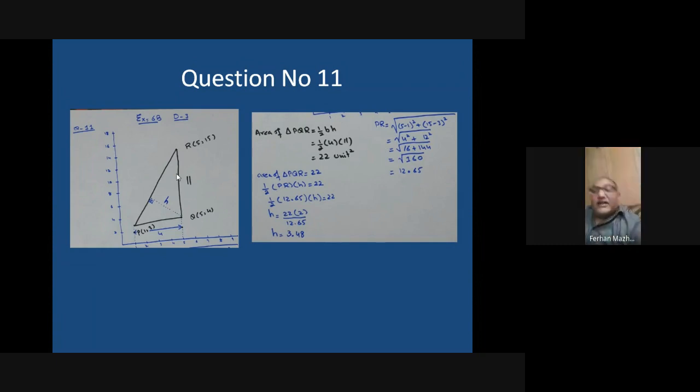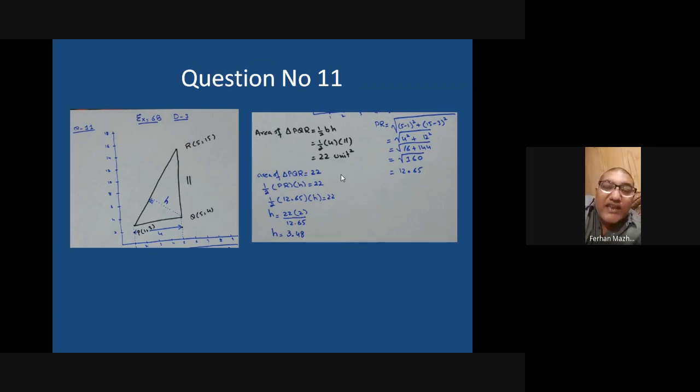So first of all, let me tell you, suppose this is your base, the length of this vertical line will be 11, and this will be the height then. Its x value is 1. Here the x value is 5. So this height will be 4. If this is the base and this is the height, the area of the triangle will be 1 by 2 into base into height, 1 by 2 into 4 into 11, and that will give you 22 units square. So the area of this triangle is 22 units square.